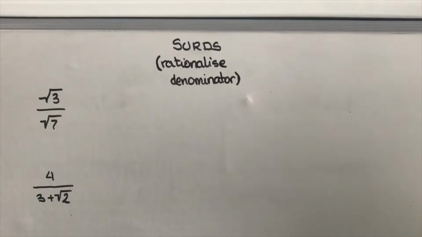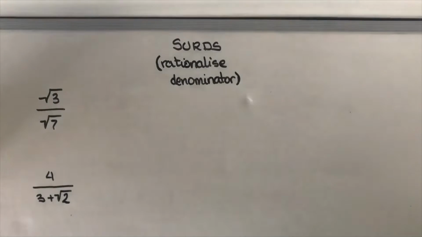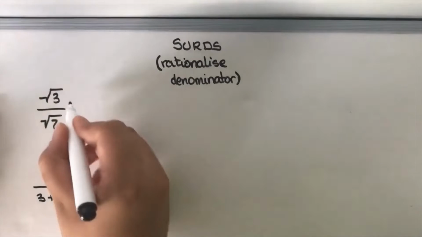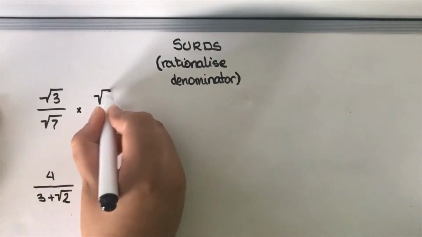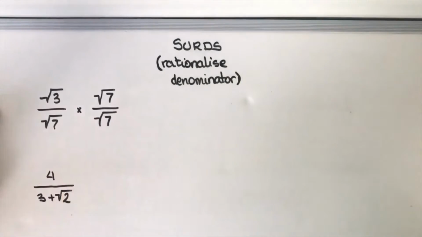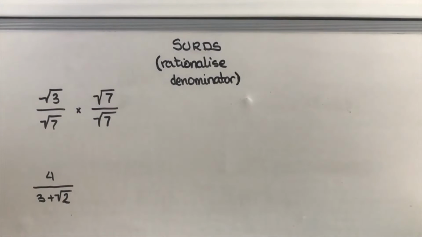In this video, we're going to look at how to rationalize the denominator. I hope you've watched my other videos, and that way you will get a better understanding on how to use surds. Now, let's start with this fraction here. We have root 3 over root 7. To rationalize the denominator, we times the fraction by the denominator. So this becomes root 3 over root 7 multiplied by root 7 over root 7.